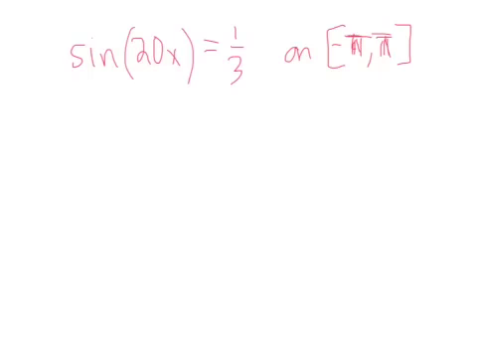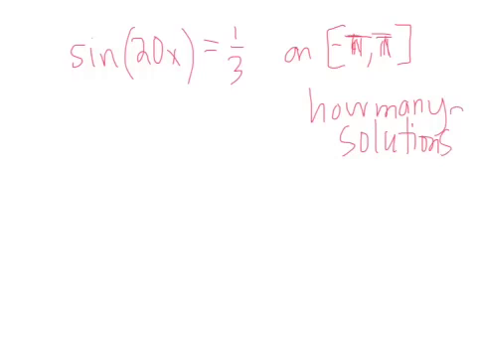To the best of my drawing abilities here, I'm working on this problem now. Sine of 20x equals 1/3. On this interval, negative pi to pi, I will ask the question, how many solutions? Not seeking the exact solution, so I just want to know how many there are. I'm going to visualize, and I said, let's do this graphically and analytically. We'll do it another way in a second.